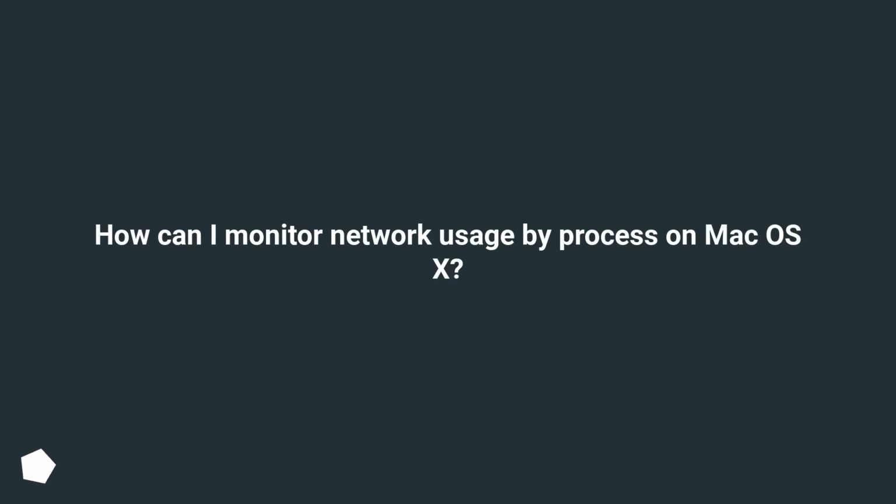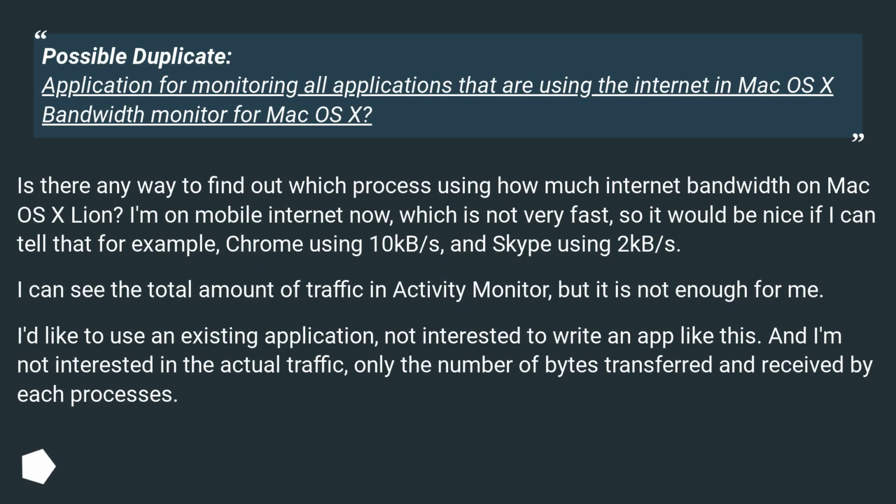How can I monitor network usage by process on macOS X? Possible duplicate: Application for monitoring all applications that are using the internet in macOS X. Bandwidth monitor for macOS X. Is there any way to find out which process is using how much internet bandwidth on macOS X?